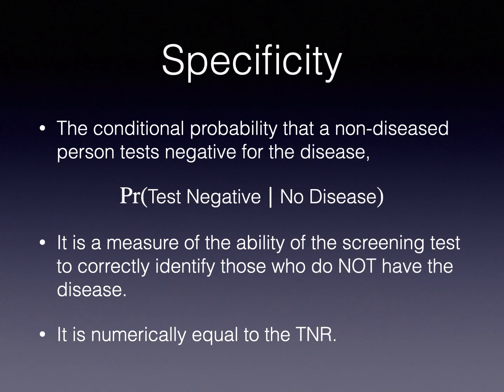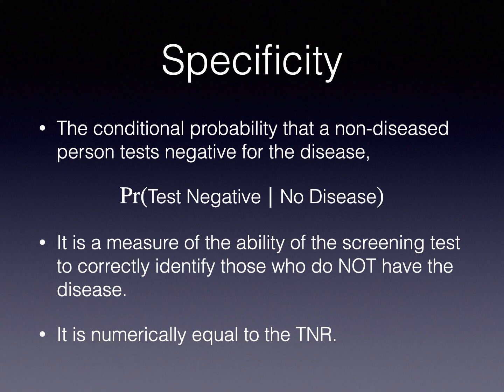The specificity is the conditional probability that a non-diseased person tests negative for the disease. So we see here notationally the conditional probability that a person tests negative given that they do not have the disease. The specificity is a measure of the ability of the screening test to correctly identify those who do not have the disease. And the specificity is numerically equal to the true negative rate.